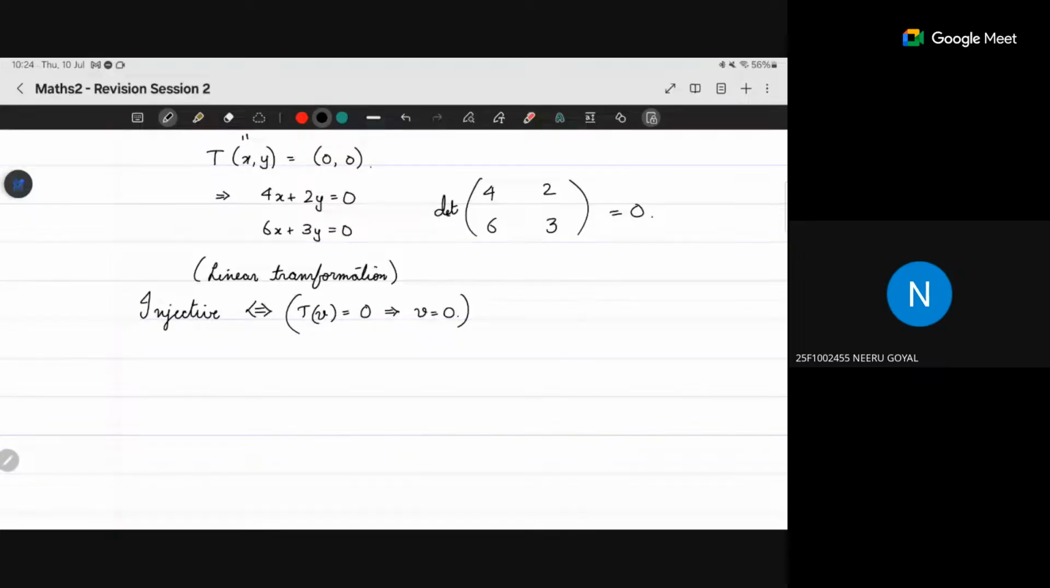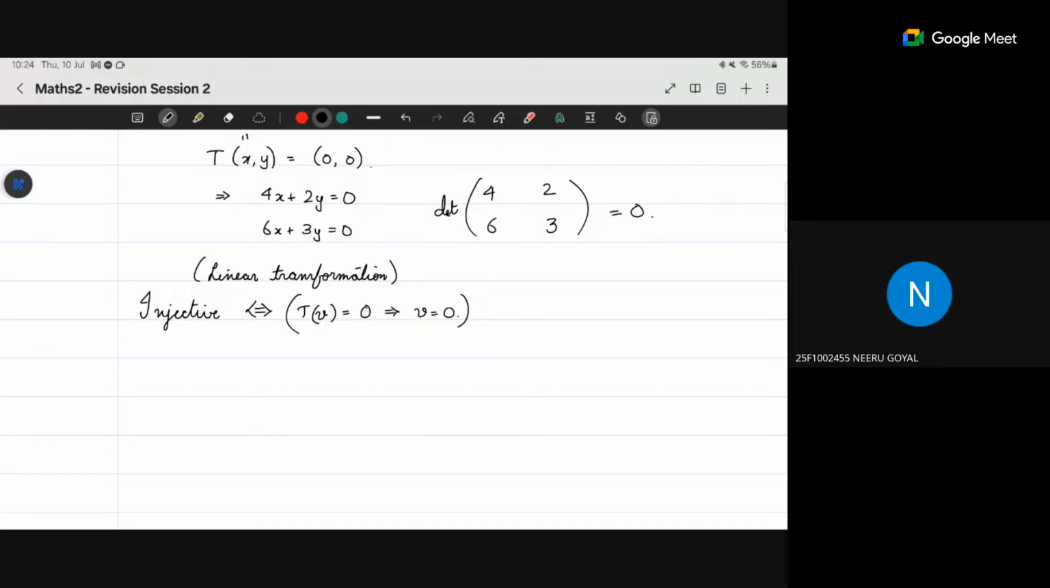Is that fine? Yes, sir. So that's injectivity, surjectivity, and isomorphism. There is one small topic, how a basis determines a linear transformation, that I'll tell one of the TAs to take up in tomorrow's session. Is that fine?